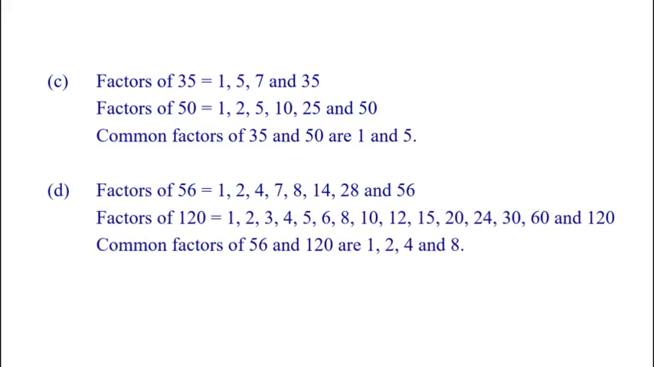Next, we have to find the common factors of 56 and 120. So, factors of 56 are 1, 2, 4, 7, 8, 14, 28 and 56. Factors of 120 are 1, 2, 3, 4, 5, 6, 8, 10, 12, 15, 20, 24, 30, 60 and 120. So, the common factors of 56 and 120 are 1, 2, 4 and 8.